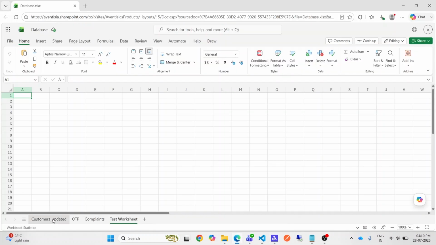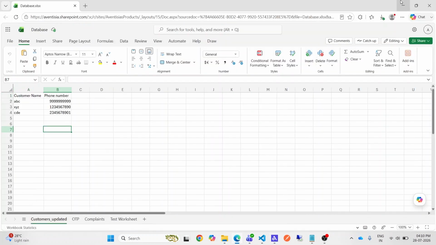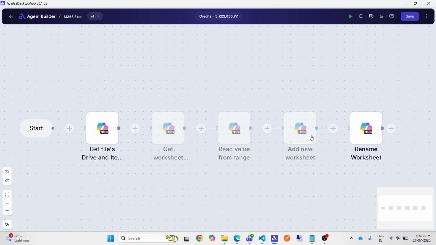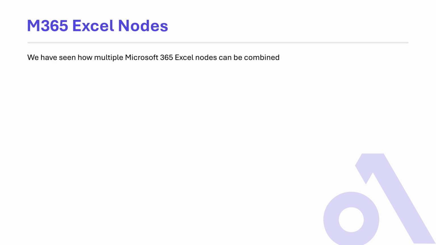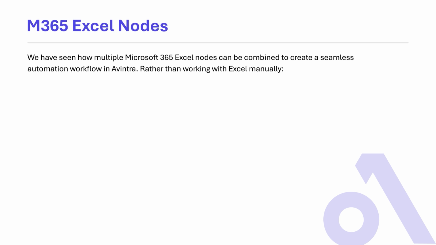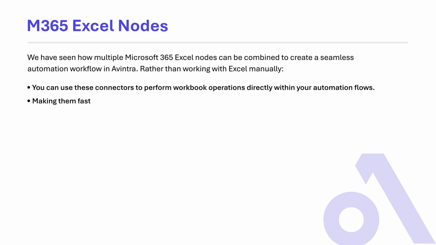With that, we've completed a complete Microsoft 365 Excel automation flow in Avintra. We have seen how multiple Microsoft 365 Excel nodes can be combined to create a seamless automation workflow. Rather than working with Excel manually, you can use these connectors to perform workbook operations directly within your automation flows, making them faster, more reliable, and easier to maintain.